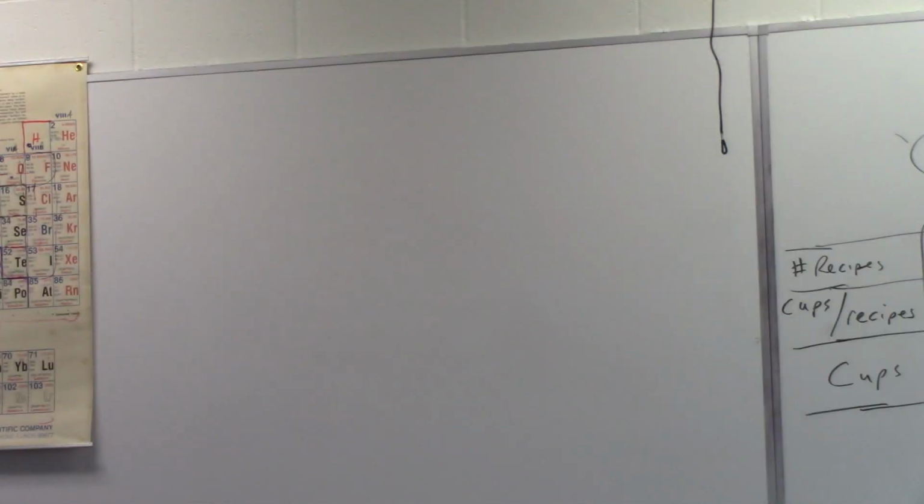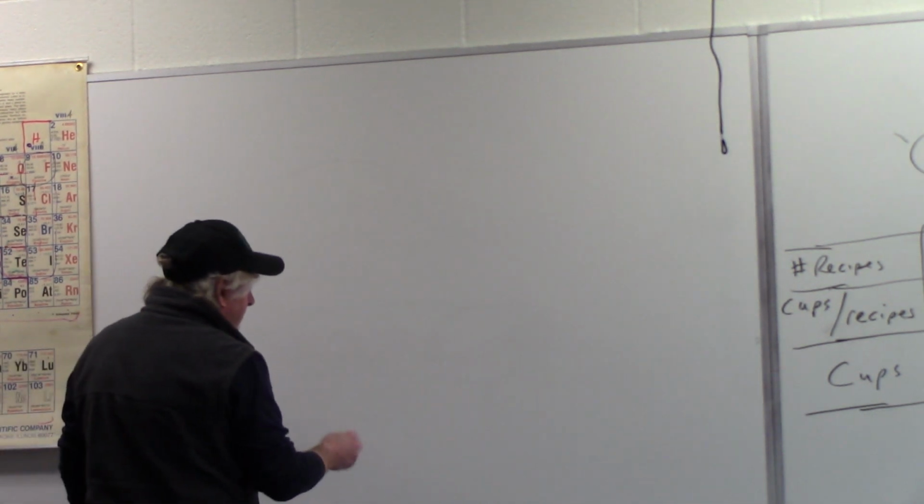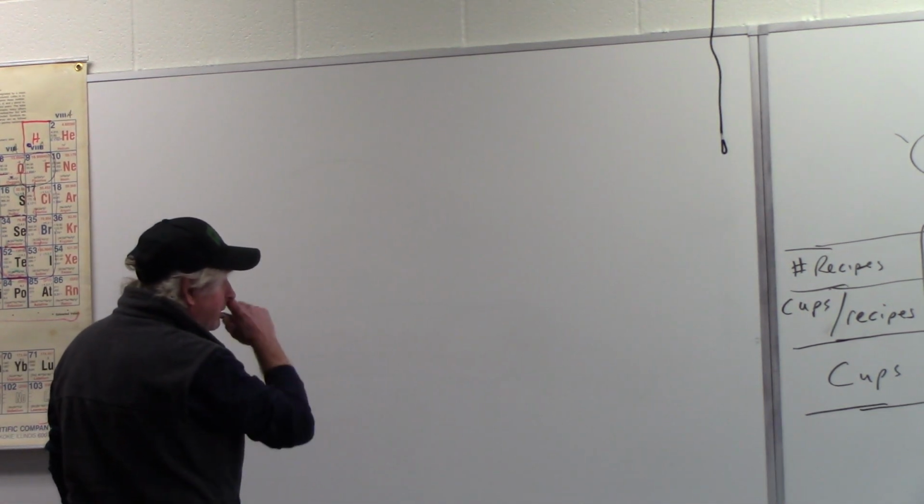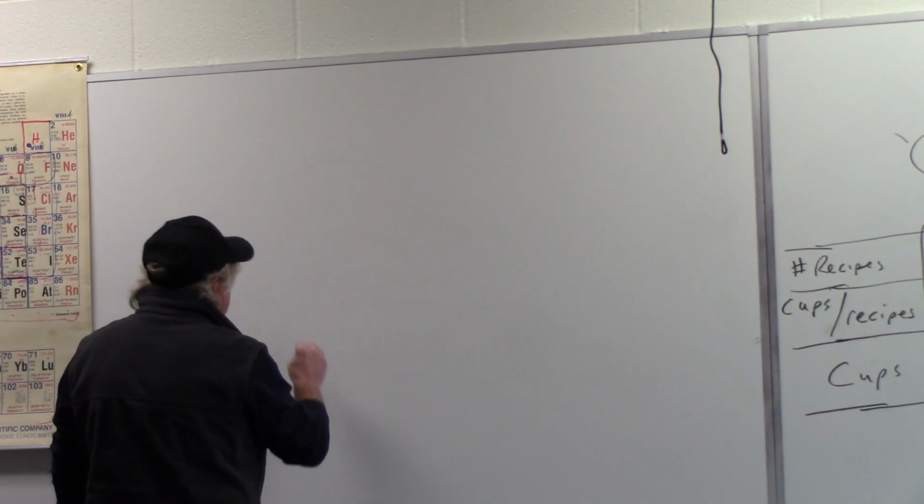This video is going to be talking about the other way around. Let's say you're given a certain amount of cups of an ingredient. You want to figure out how many recipes you can do with it. Okay, and again, it's the whole grouping thing. And let's say we will be using our same recipes.